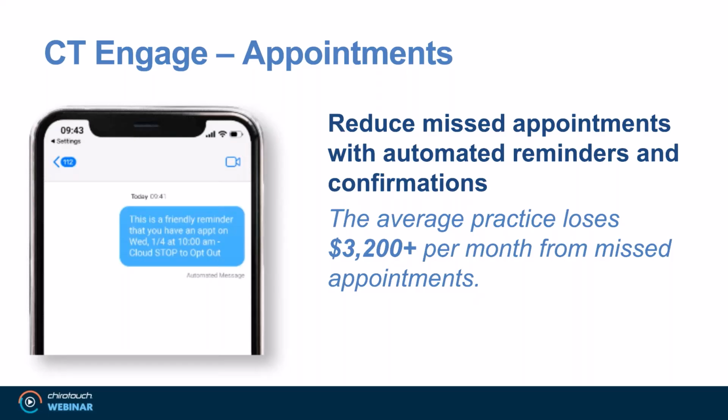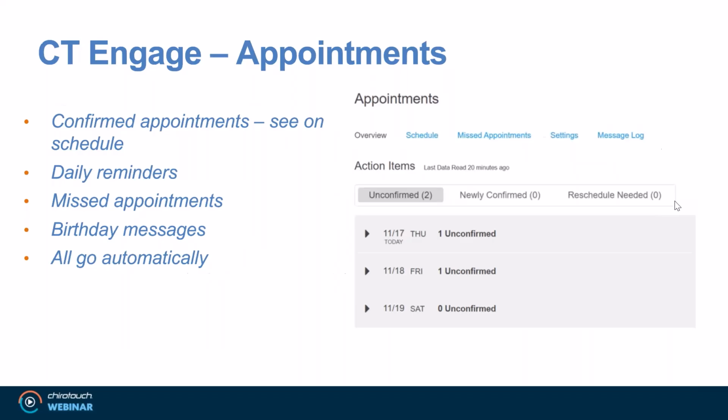The second part of Engage is the appointments. You can reduce missed appointments with automated reminders and confirmation. The average practice loses around $3,200+ per month from missed appointments. So with the appointments, it will send out both confirmations. So now you could send out a confirmation message to your patient. You've got the ability to send this out maybe 2 to 3 days before. And now the patient can go ahead and click C to confirm.